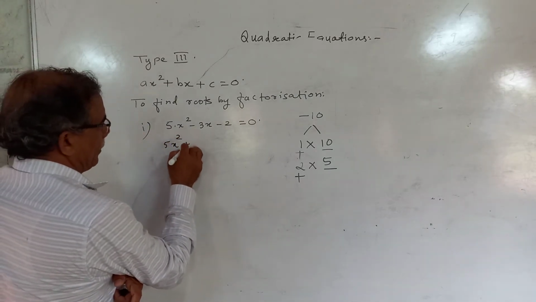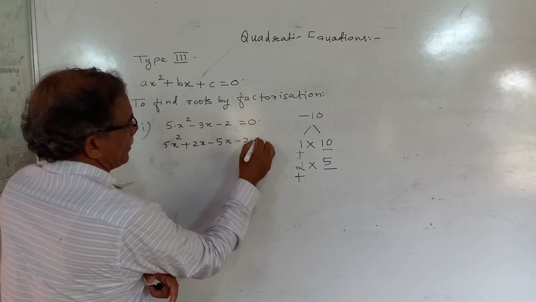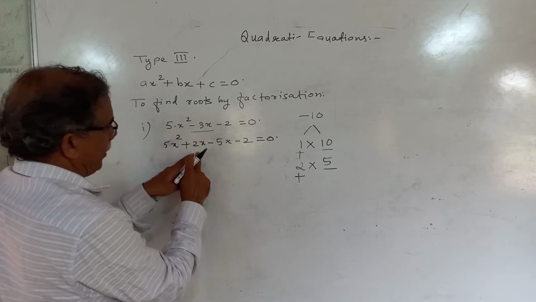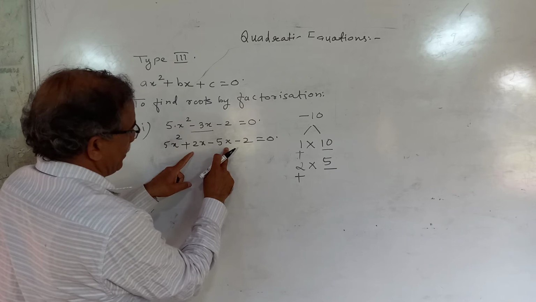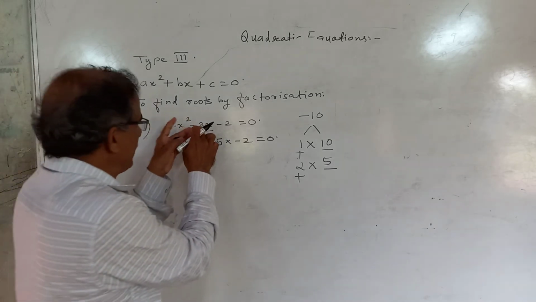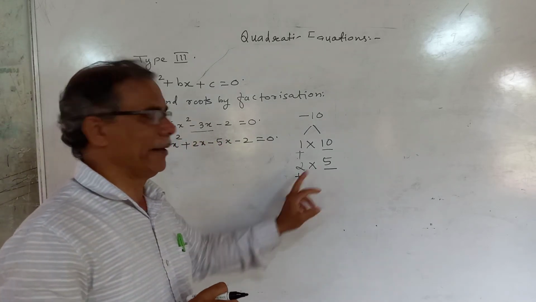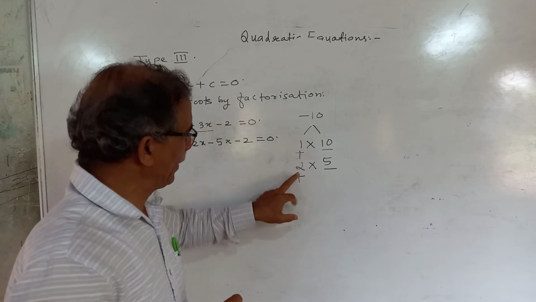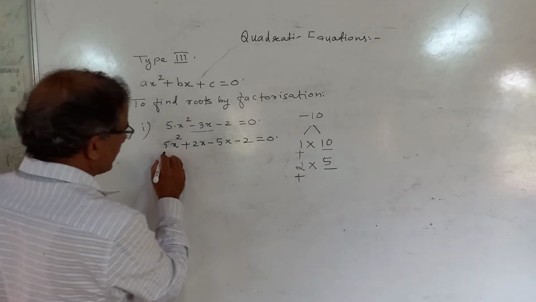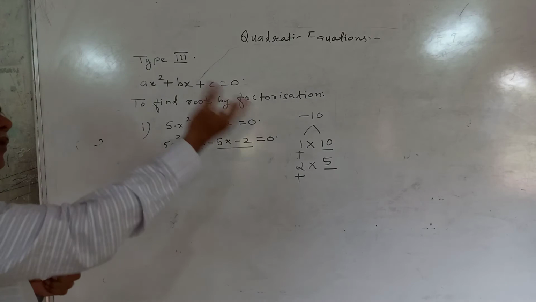5x square plus 2x minus 5x minus 2 is equal to 0. See, in place of minus 3x, we have written 2x minus 5x. So 2x minus 5x, that is minus 3x only. We have only separated this minus 3 into different integers. That is called splitting middle term. So you find a pair, attach x to them and write here. So now this is one part we have to consider. This is second. You can write minus 5x first and 2x afterwards.